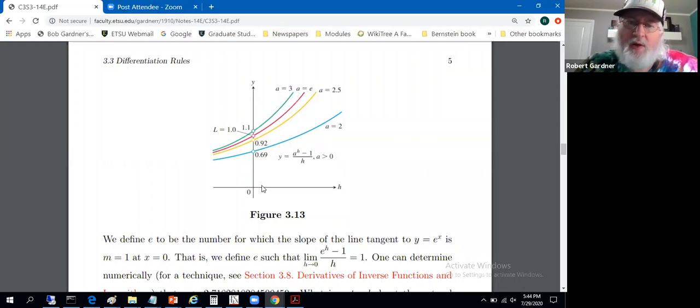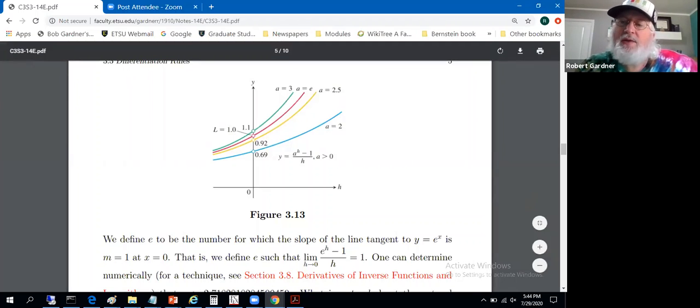F prime of 0 will be 1. It's a little less than 1 at 2.5. At 3, it's a little bit bigger than 1, somewhere in between. So I'm hinting at continuity here, an intermediate value theorem. I would expect the slope of that tangent line to be 1.